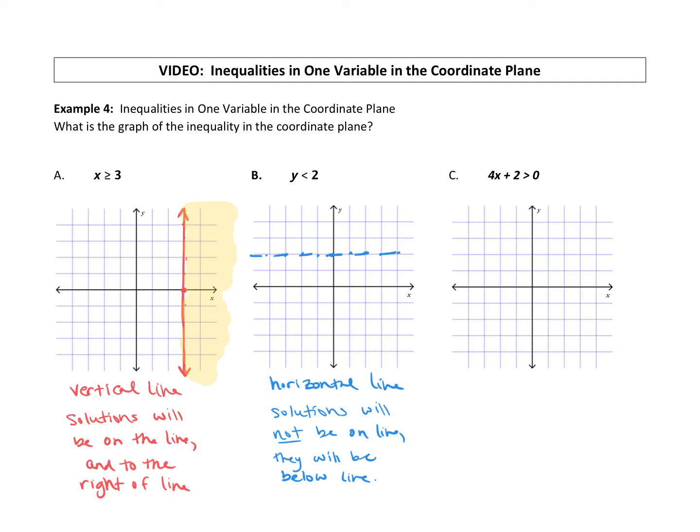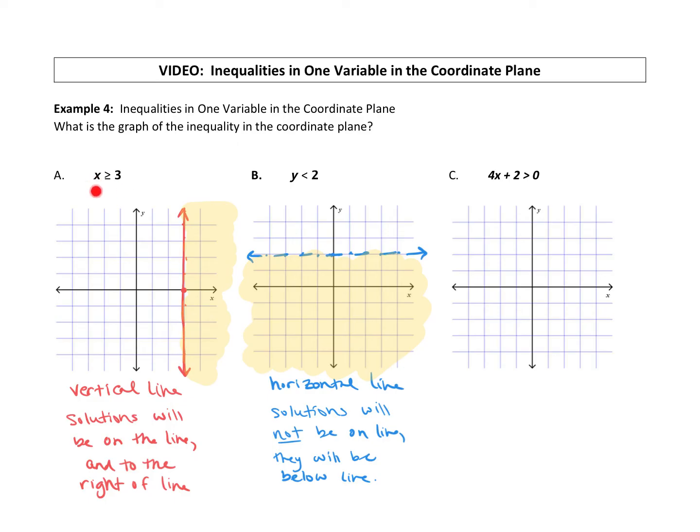And that's just giving us a boundary. We know that solutions will go all the way up to the line, they just won't be actually on the line. And then for the less than, we said the shading would be below. So we're going to shade all of our points below the line. Those are all solutions.